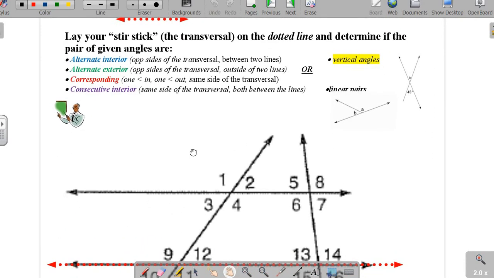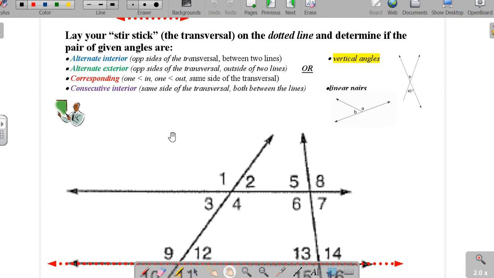You're going to lay your stir stick, or whatever thin object you have, on the red dotted line. And you're going to identify the angles that are given, either as alternate interior, alternate exterior, corresponding angles, or consecutive interior angles. You also need to watch out for angles you've already seen before, such as linear pairs, which share a spine and make a line, or vertical angles, also known as bow tie angles.